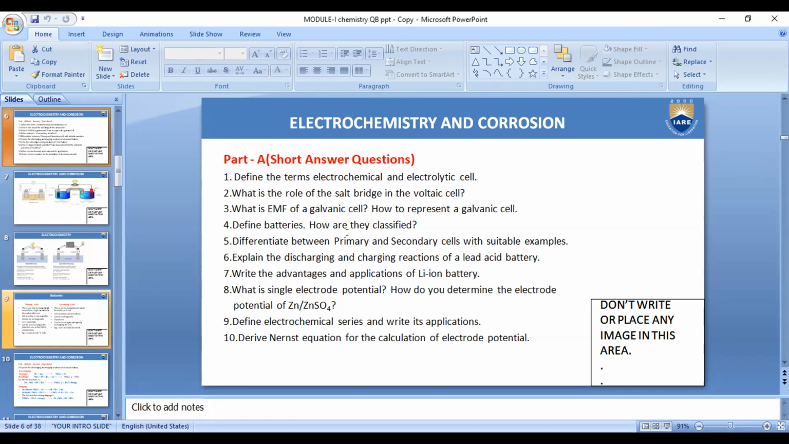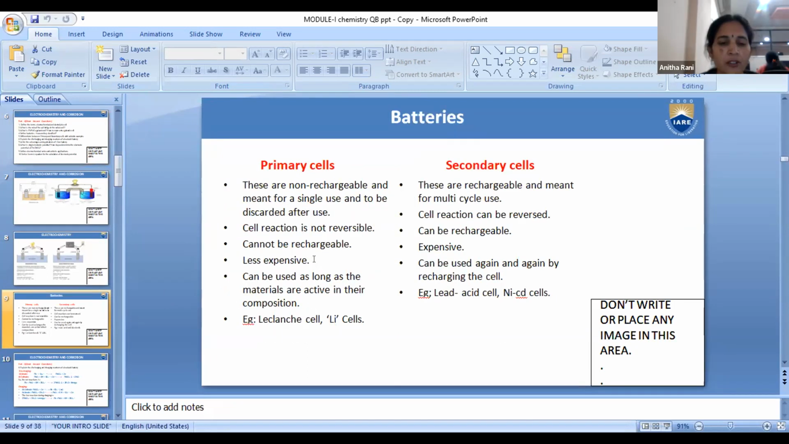Secondary batteries are rechargeable, multi-cycle use. We can use them many times. Primary batteries are cheap, secondary batteries are costly, expensive. Okay, tell me some other point.